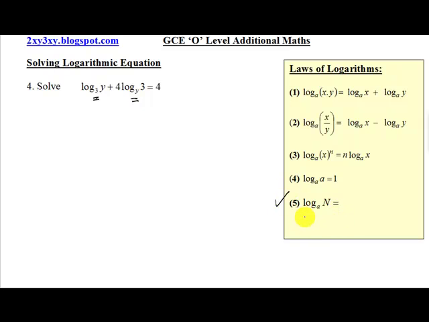Law number 5 says if you have a base of a, and if you want to change to a base of, let's say, b, you can rewrite this as log base b. The assumption here is we are going to change the log base a to log base b. You write log base b first, divide by another log base b, followed by this n divided by a. Okay, so basically, this is the way to change a base.